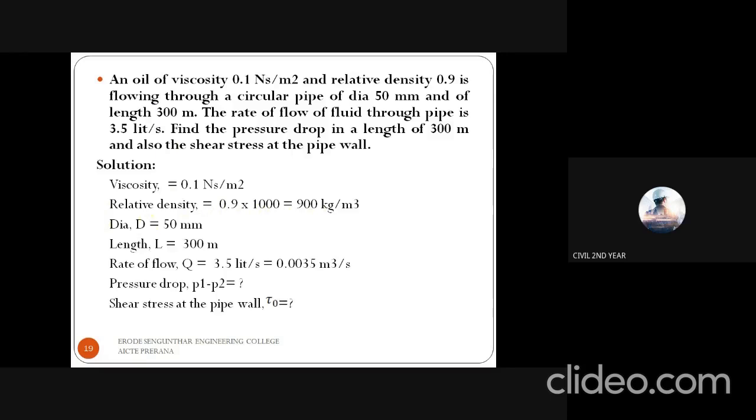Then the diameter of the pipe is 50 mm, so D equals 50 mm. The length L is 300 meters, the length of the pipe. Then the rate of flow, the discharge value Q, is given as 3.5 liters per second. So we have to convert it in terms of meter cube per second. 1000 liters is equal to 1 meter cube. So 3.5 liters divided by 1000 will be equal to 0.0035 meter cube per second.